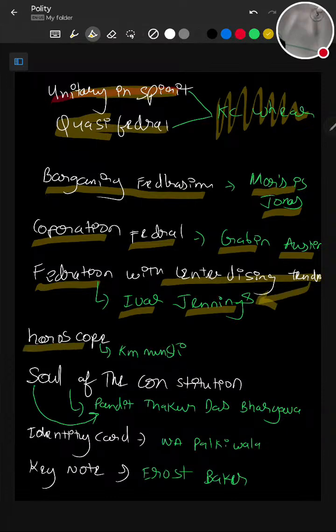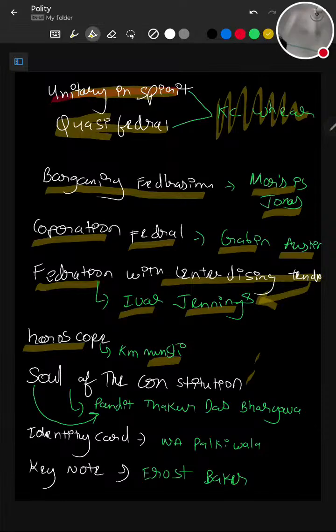Now horoscope, imagine horoscope of the sovereign, democratic and republic, SDR. This one is said by KM Munshi. Now just imagine when you see horoscope, you imagine a jeweler looking at his jewelry through a magnifying glass. So imagine horoscope as KM Munshi. Munshi is basically a businessman. Then soul of the constitution, you would go with BR Ambedkar, but that is wrong.